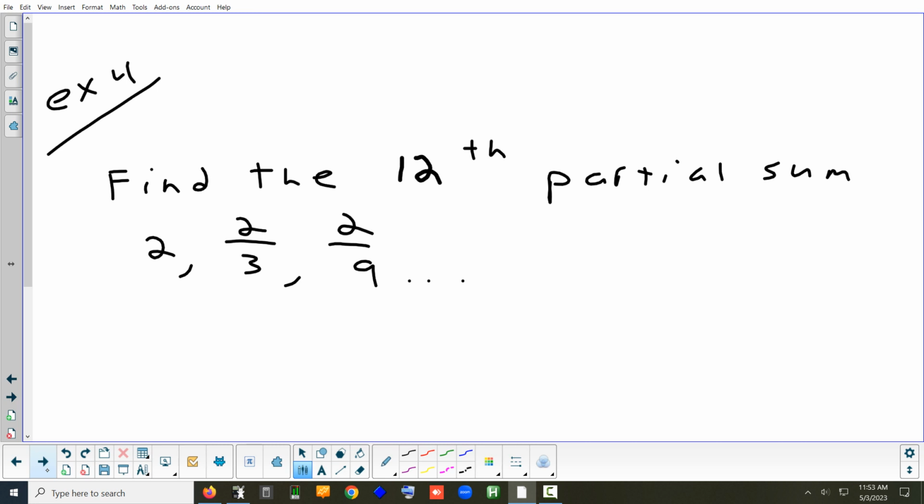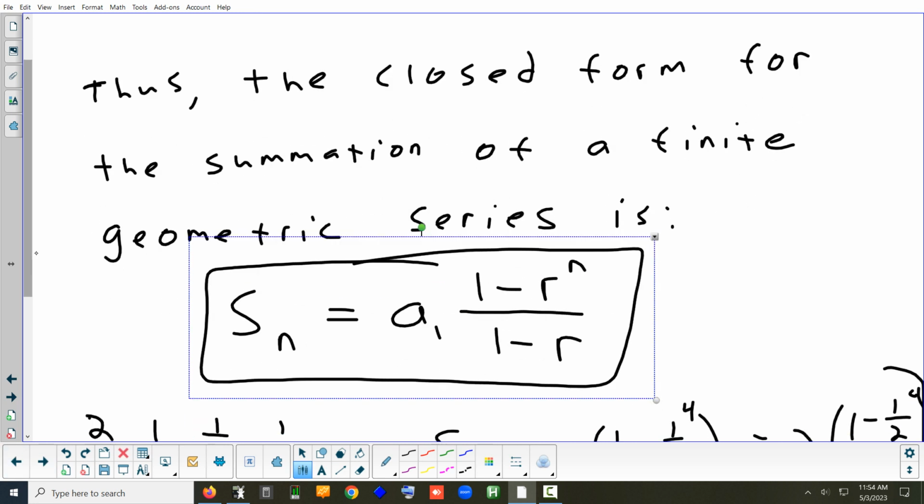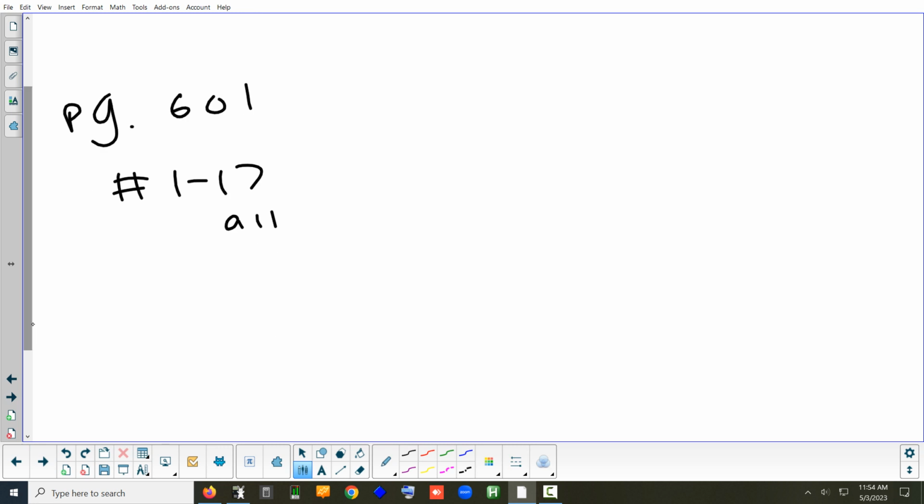So, I'll leave one like that for you. The thing you've got to figure out here is what you multiply by each time, what your first term is, and how many you want to add up. You can figure that out. So 12th partial sum means to add up the first 12. And what are you multiplying by each time? 1/3. Yep, so r is a third. First term is 2. n is 12. Fill them all into that formula, and you'll get your answer.